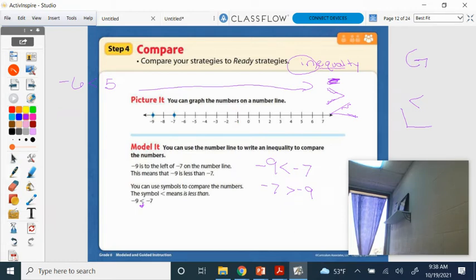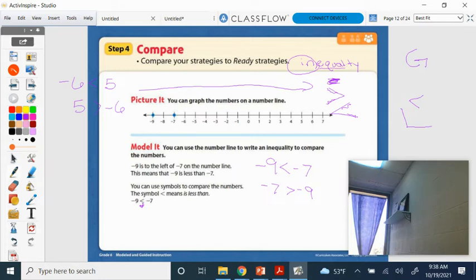Trey? 5 is greater than, less than 6. 5 is greater than what? Negative 6. Negative 6. How do we know that those are two different inequalities? How did you all decide that, okay, this is what they're going to be?